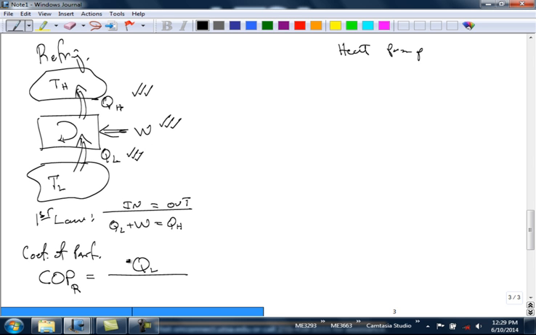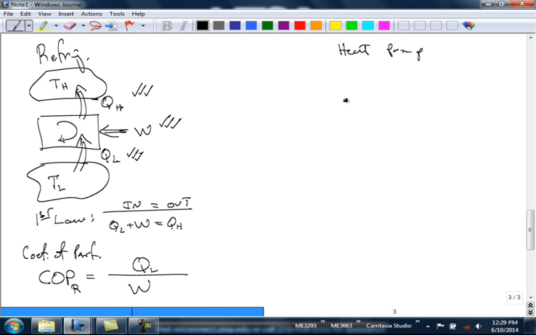What do I have to provide or supply? I have to supply the work. So that's the definition of the coefficient of performance for refrigeration. What is the symbol this book uses instead of COP? It uses, no, not eta. That was for thermal efficiency. Is it gamma or beta? Beta. I think it's beta for the refrigeration. But you know what? I prefer COP.